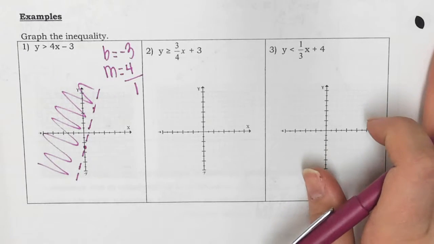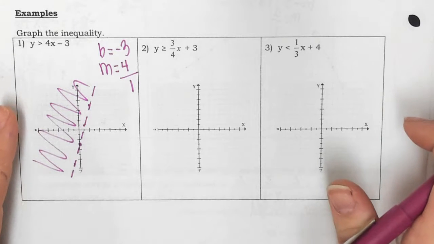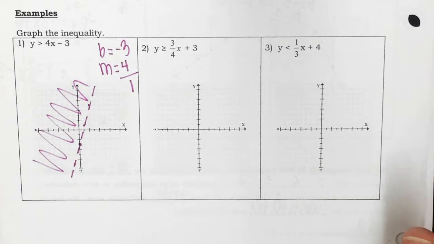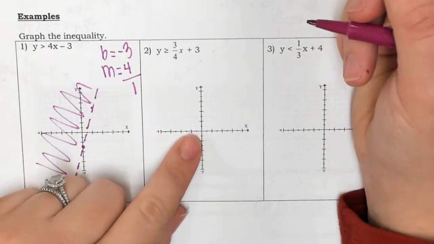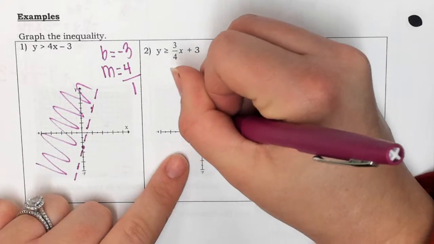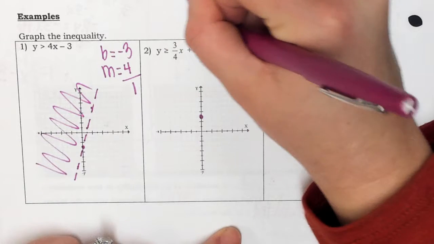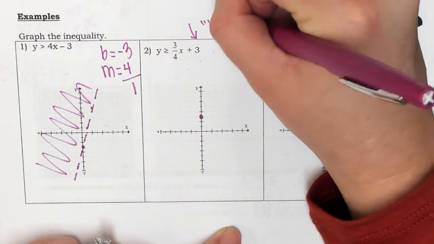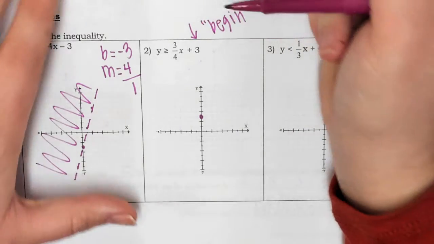Okay, let's try number 2. What's my first step? Begin on what, Dylan? Your B. Good. Caitlin, what's our B? 3. Positive or negative? So I'm going to start at positive 3, because that's where you begin. That's your beginning point.